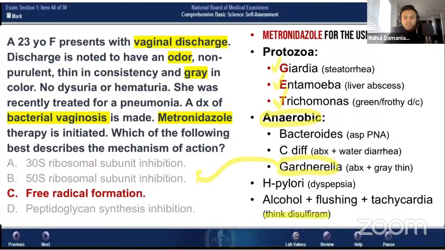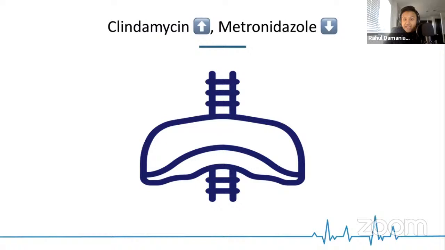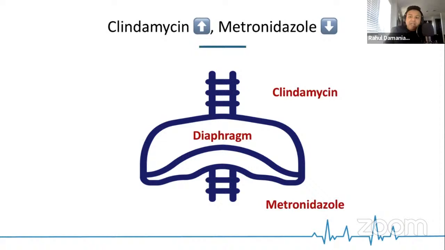So why I put this in is both clindamycin and metronidazole cover anaerobes. And we typically say that clindamycin is used above the diaphragm. So your aspiration pneumonias, where you take your oral anaerobes and bam, you get an aspiration pneumonia, you're going to use clindamycin for anaerobes above the diaphragm. And for your pelvic abscesses, for example, or your gut infections, anaerobic infections of the gut and the pelvis, you're going to be thinking of metronidazole.